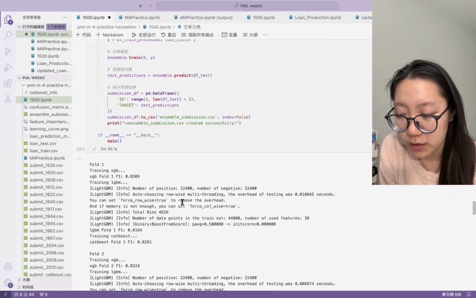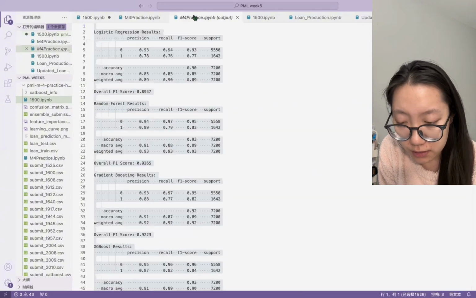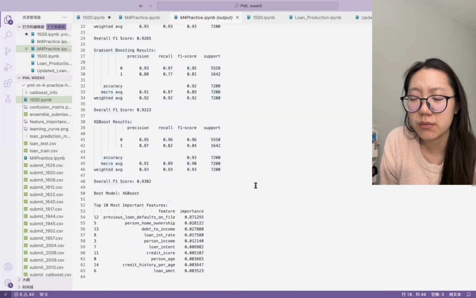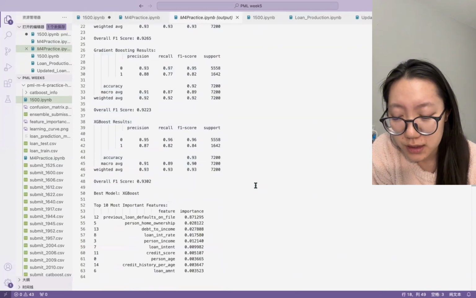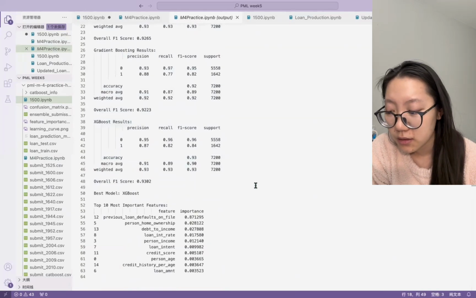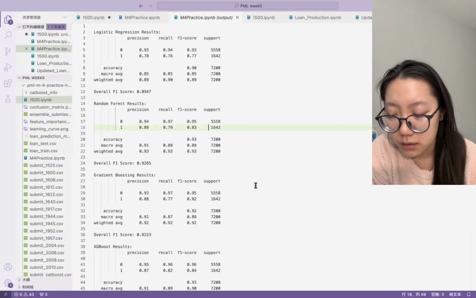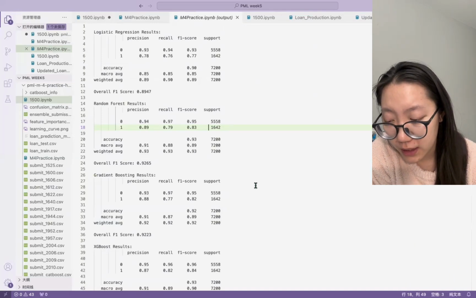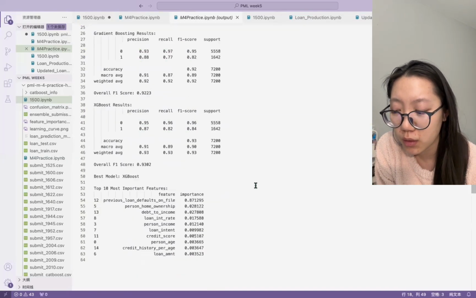Random forest did much better with a 0.93 F1 score. It was particularly good at precision for default prediction, about 0.89, meaning when it predicted someone would default, it was usually right. Gradient boosting was similar with a 0.92 F1 score, though it wasn't quite as good at catching potential defaults. But XGBoost was our winner with a 0.93 F1 score and the best balance of precision and recall for defaults.